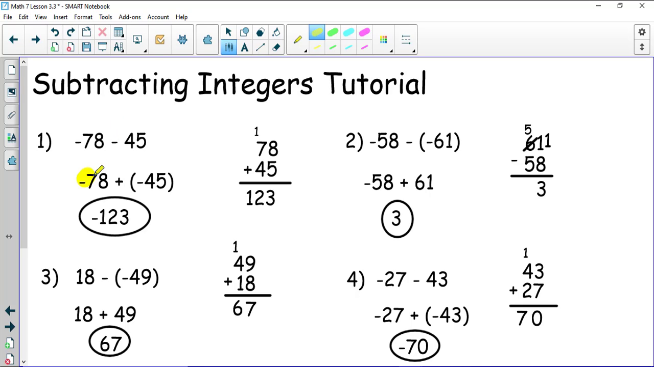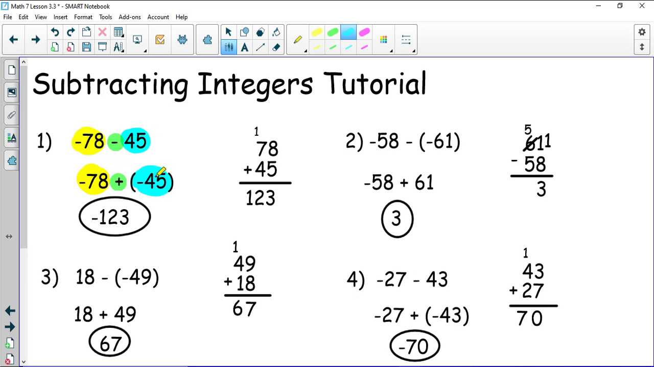So as a reminder for you, the first number, or the number preceding or in front of the subtraction sign, is going to stay the same. Your subtraction sign is going to become addition, and then the number that follows the subtraction sign is going to become its opposite. So in this case, positive 45 becomes negative 45. And this negative 78 plus negative 45 expression is equivalent to the original expression of negative 78 minus 45.